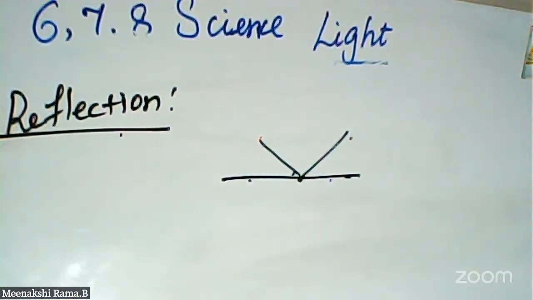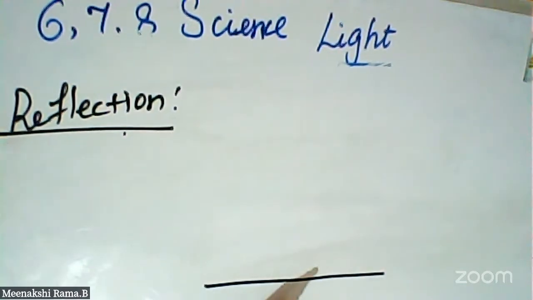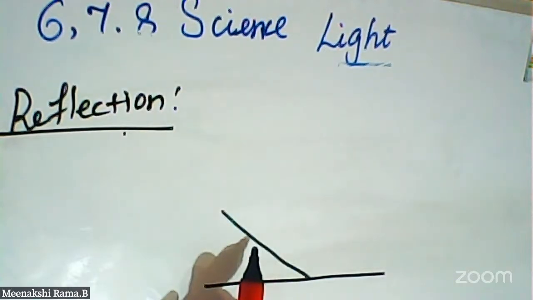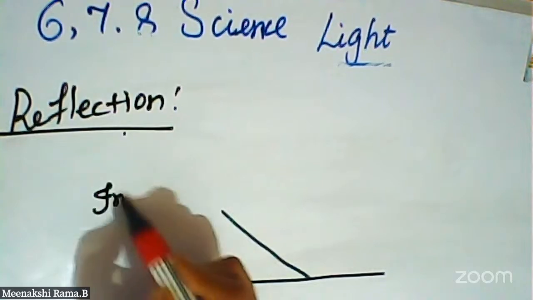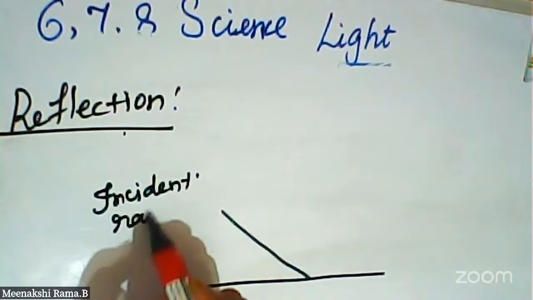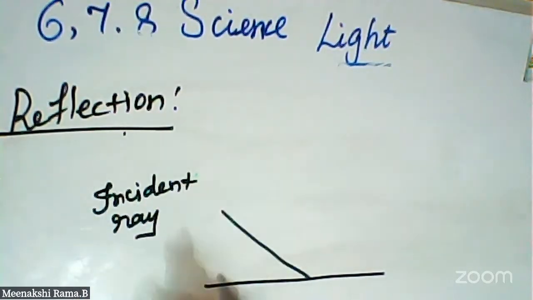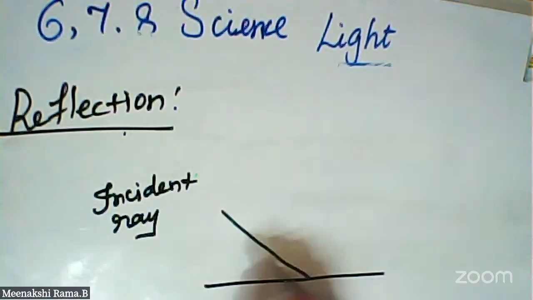Reflection involves two rays. What are the two rays mainly? Just imagine this is the smooth surface. When I pass the light here, this ray is called the incident ray. What is that? Incident ray. When the light is passed onto the smooth surface, it is called the incident ray.